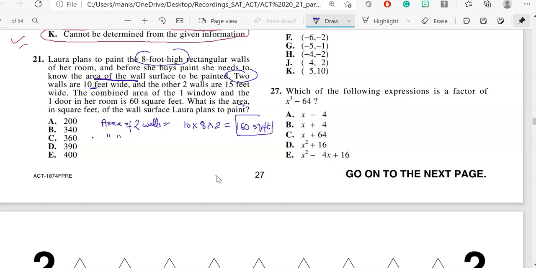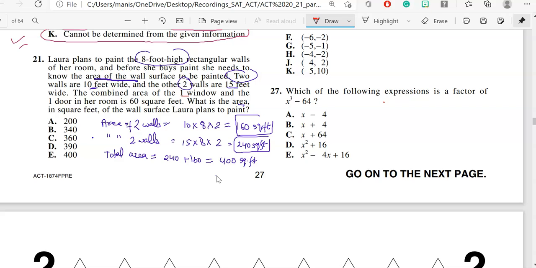Now the area of the remaining two walls. Remaining two walls means this is 15 feet and the height is still the same, 15 times 8, but do keep in mind how many walls these are: 2, so there is one more 2 over here. So 15 times 8 is 120, times 2 is 240. So this means the total area of the walls of the room is, I will add it over here, 240 plus 160, which gives you 400 square feet.